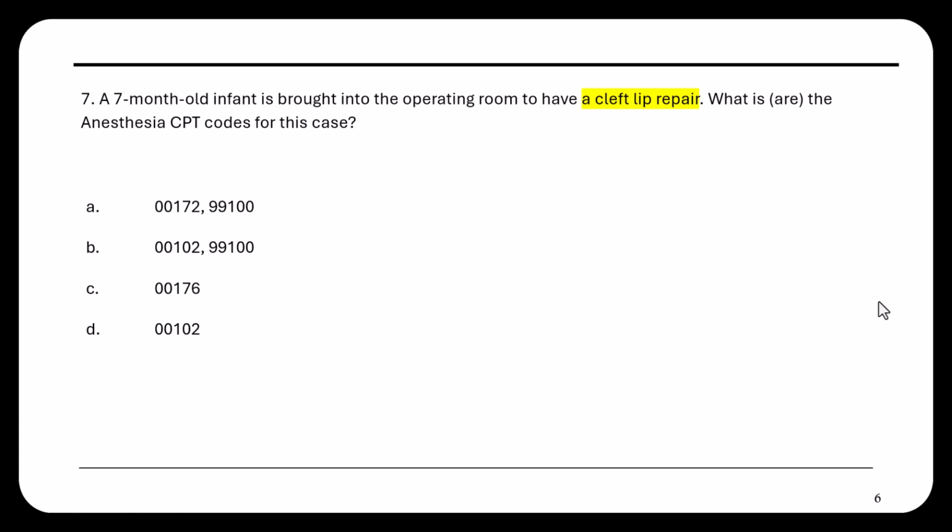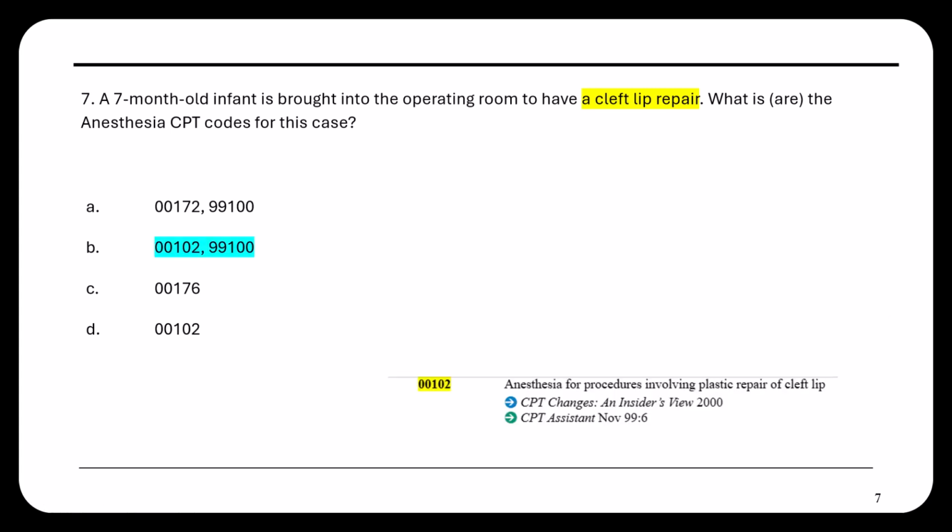So we have a cleft lip repair, and we find that 00102 is anesthesia for all procedures involving plastic repair of cleft lip. Now, plastic repair, they're talking about a plastic surgeon fixing up the actual look. As far as the 99100, we would use it here because if it told us not to, you would see an exemption parenthetical note telling us not to use it, and we don't have that in this case, so we would use it.